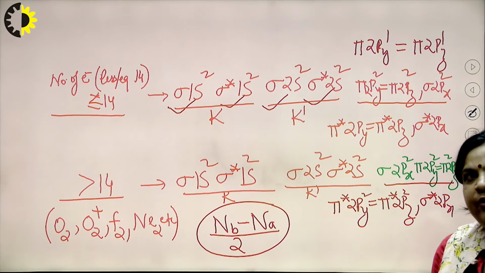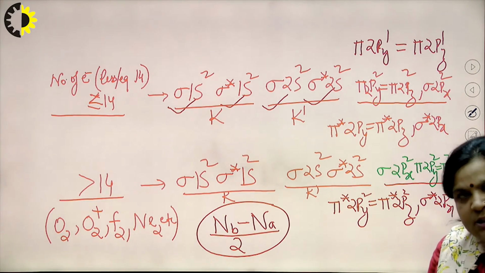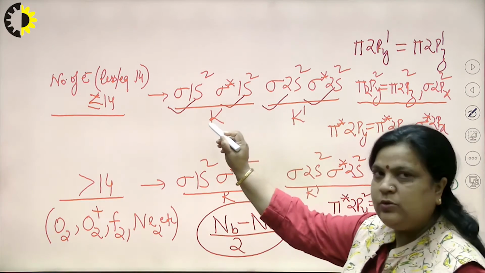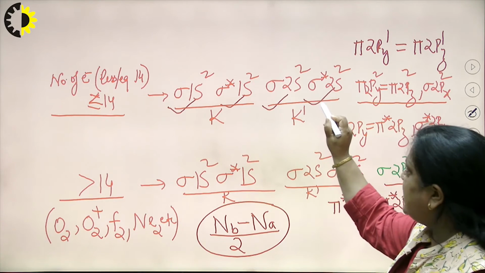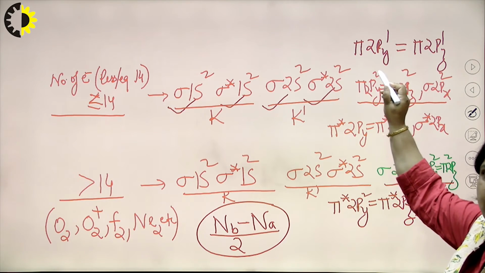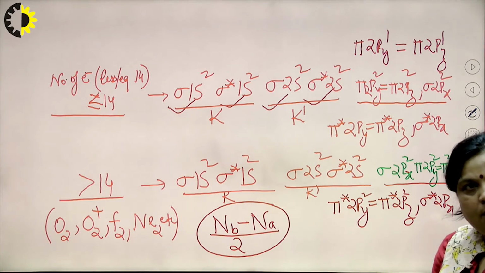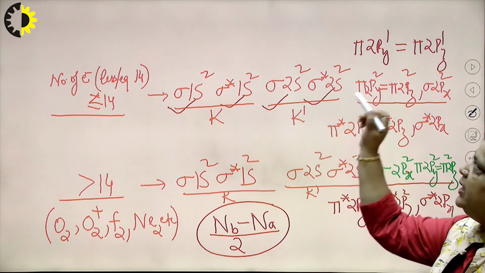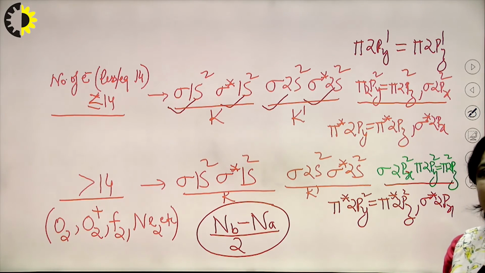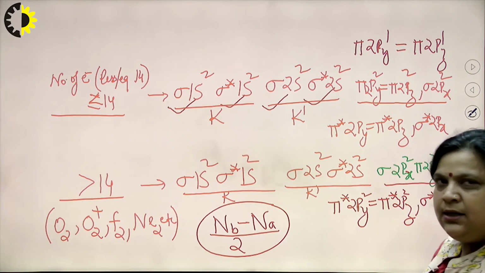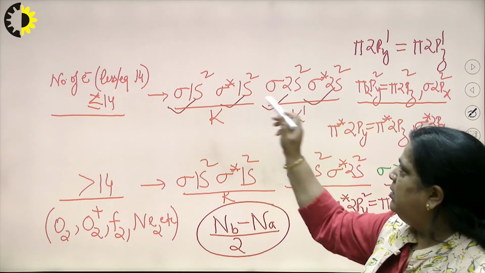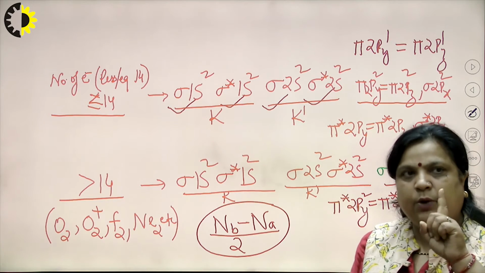So, what will be the configuration of B2? The configuration of B2 will be sigma 1s2, sigma star 1s2, sigma 2s2, sigma star 2s2, pi 2py1 and pi 2pz1. If we count the electrons, it becomes 10. What will be the bond order? The bond order is the number of bonding electrons minus the number of anti-bonding electrons. So, bonding, that is without star, 2, 4, 5, 6. So, 6 minus 4 divided by 2, which is equal to 1.